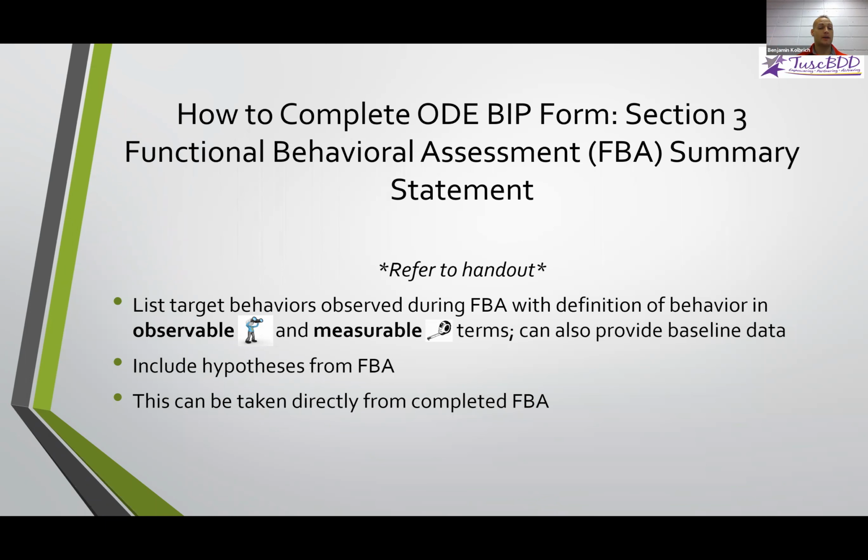You also want to include your hypothesis from the FBA, which is from section 8 on the FBA. Your hypothesis was basically why you believe this behavior is occurring, what you believe the function of the behavior is based off your data. You're going to put that in there. And like I said, all this information is taken directly from the FBA. So it's almost like a copy paste kind of thing. You're just taking that information from the FBA and pulling it into the BIP.